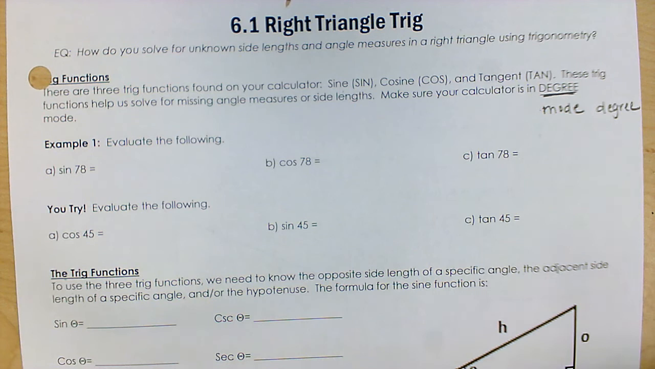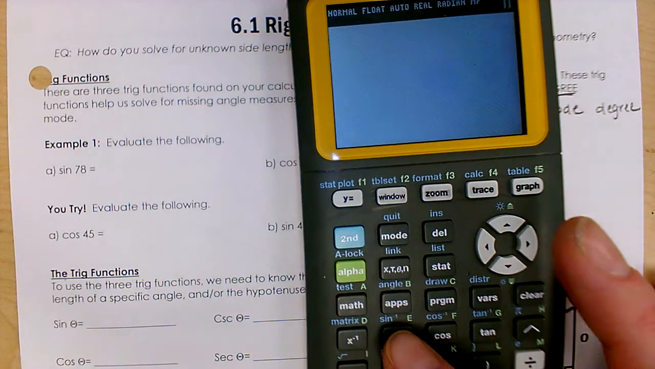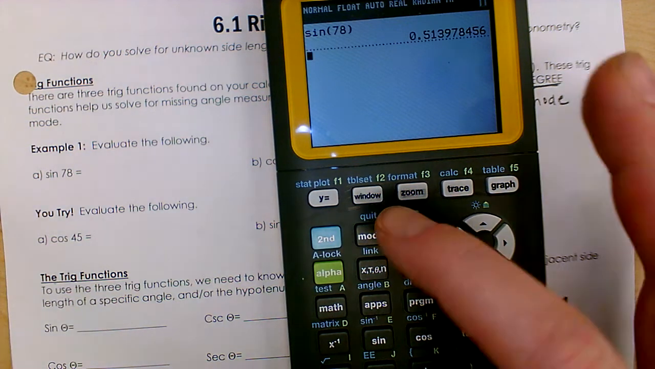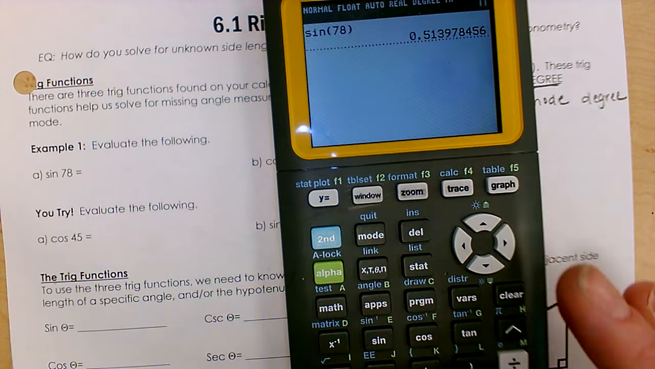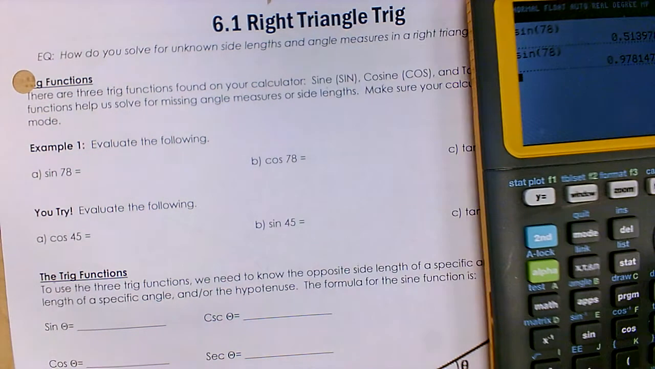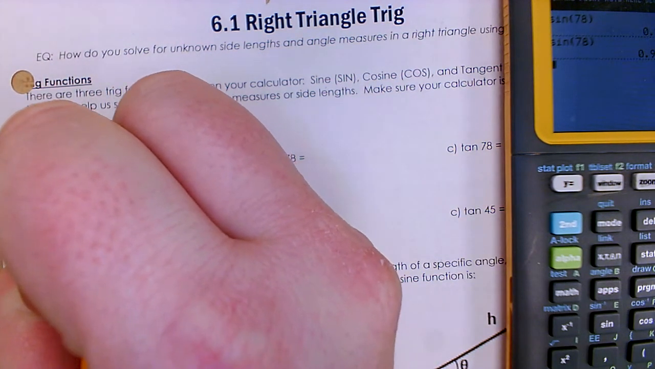Okay? So example 1, all you're doing here is you're just going to type it in directly in your calculator, just like doing basic addition and subtraction. On your main screen, you're going to press the sine button, sine 78, enter. Again, make sure I'm in degrees. So sine 78 is 0.9781. Always round to 4 places.